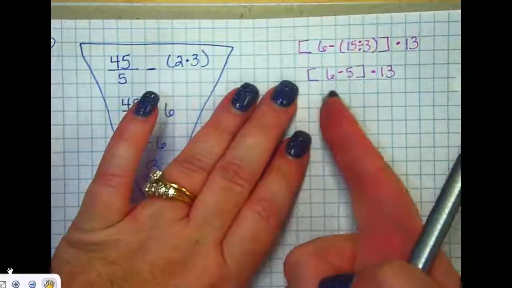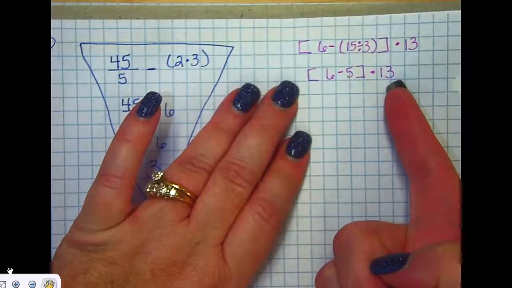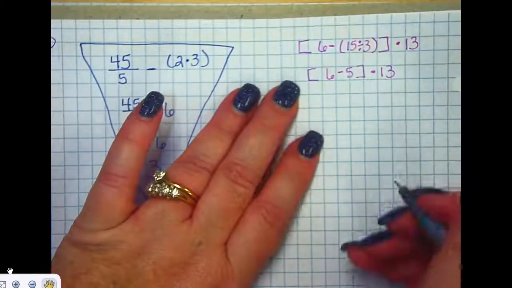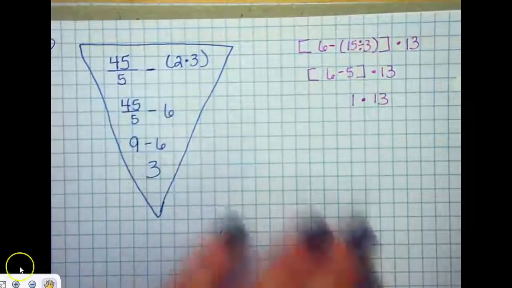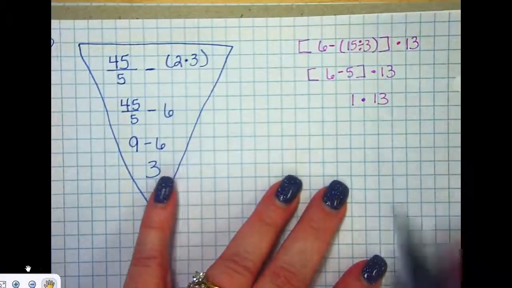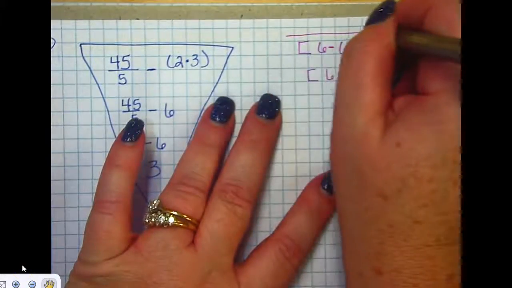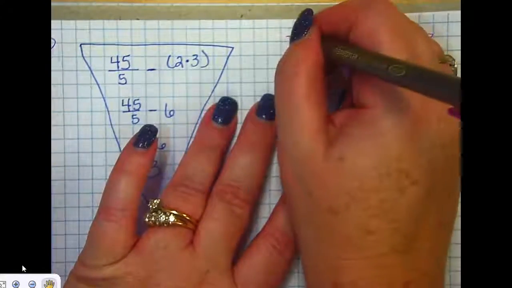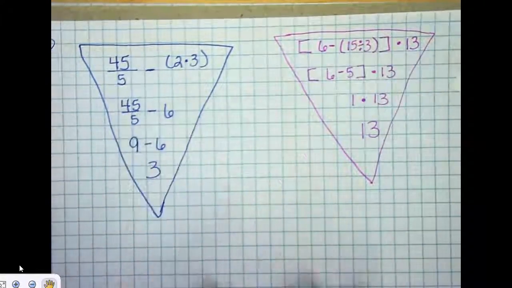So you still have grouping, and grouping still comes before multiplication. So we're going to go back to here. 6 minus 5 is 1, and you have 1 times 13. And 1 times 13 is 13. That's what it means by grouping. Go straight to the grouping and then go inside and follow order of operations inside the grouping.